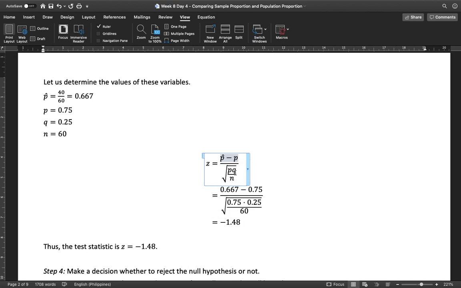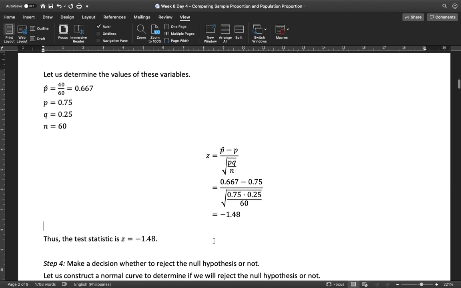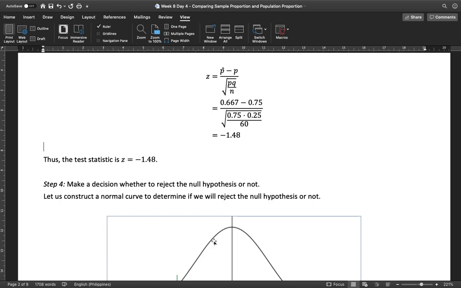Let's compute this value on our calculator. We get negative 1.48. So that is our test statistic. Z equals negative 1.48. Okay? So we now have a test statistic. We can now decide if we're going to reject the null hypothesis or not.